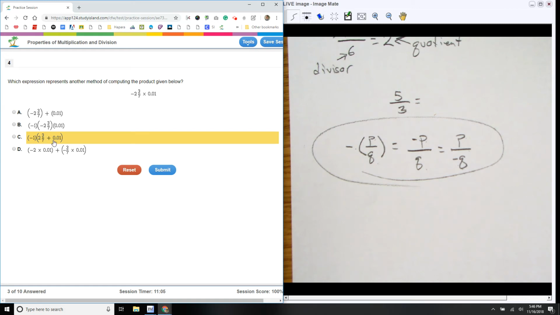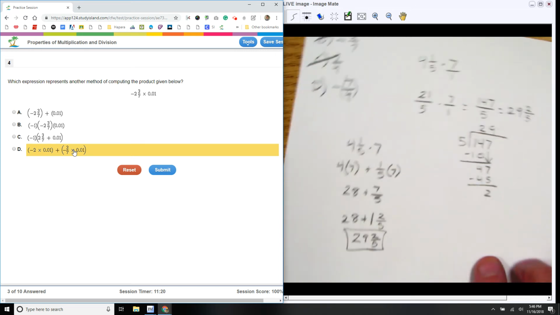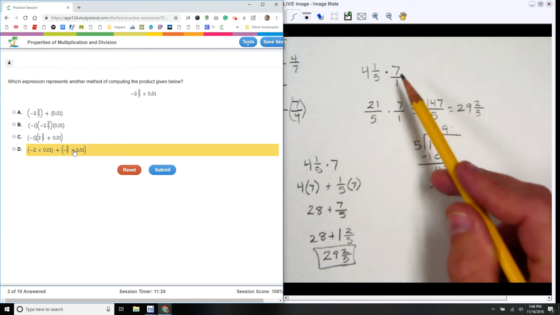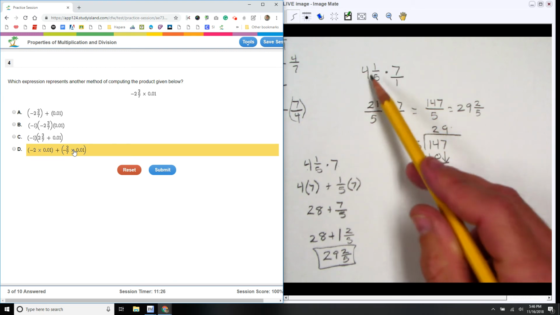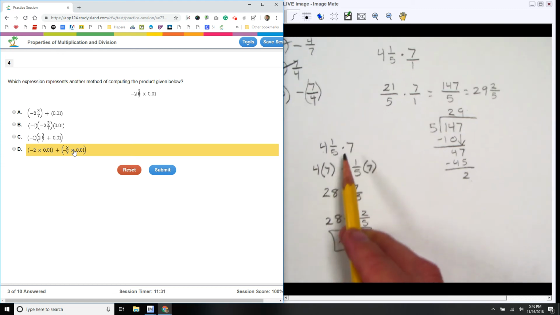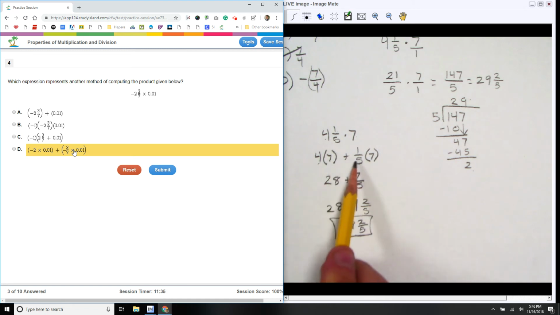Again, we're adding the 2 3/7 on the 0.01. That's not it. Or lastly, this one, negative 2 times 0.01 plus negative 3/7 times 0.01. That is a little bit like what we had earlier. I showed you in a previous problem that you can multiply a mixed number times another number by just changing that mixed number into an improper fraction and multiplying straight across, or you can divide them up. Like 4 1/5, I divided into 4 1/5.